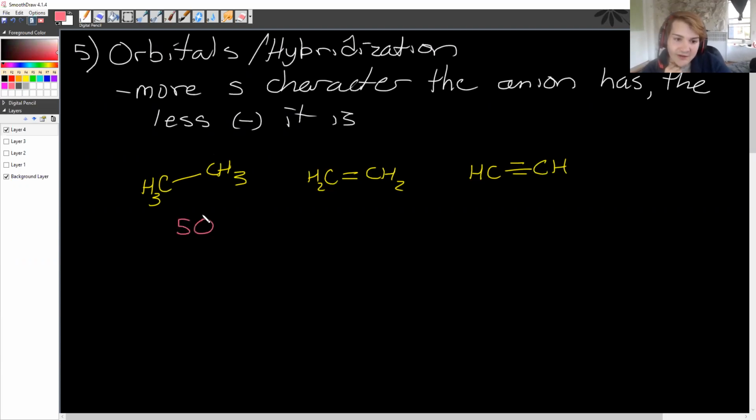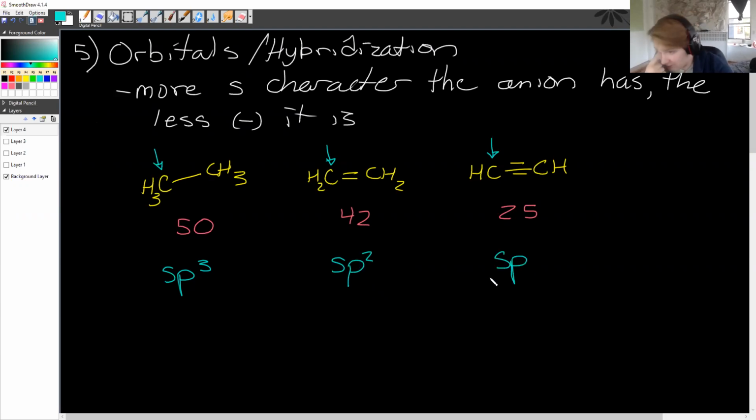Well, the pKa's of these are 50, 30 something, 42 (not a completely wrong number), and 25. Okay. And take a look at what the hybridization is. So for these carbons, the hybridization is as follows. This one is sp3 hybridized. This one is sp2 hybridized. And this one is sp hybridized.